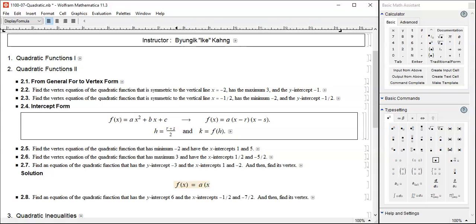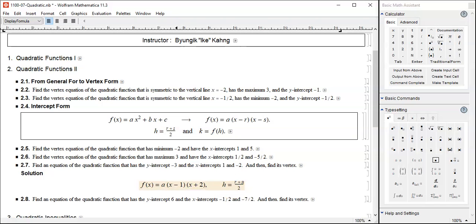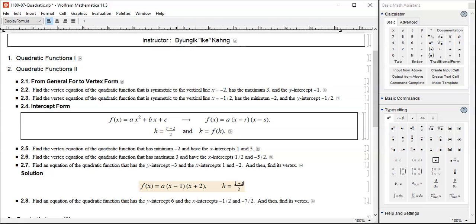a times (x minus r)(x minus s). And what's r? 1. And what's s? -2, so let's write it as x plus 2. So there goes your equation. Now that you have two zeros, r and s, you can get h immediately. h is (r plus s) over 2, the middle of the two. So in this case, (1 plus -2) over 2, so this is -1/2. Did I do this right?